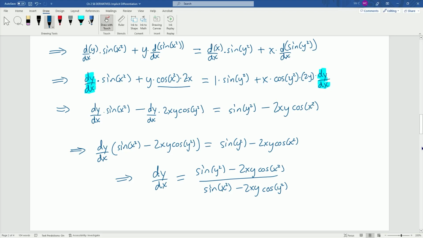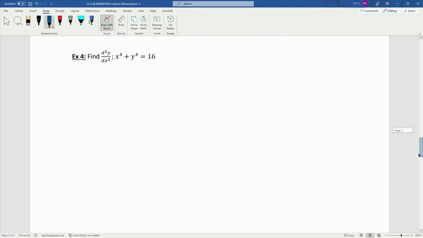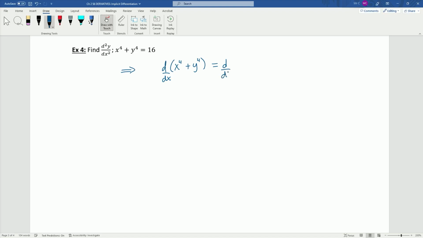All right, well, that's it for that problem. Let's go ahead and move on forward. So here we've been asked for the second derivative of y with respect to x twice. So we're going to start out just finding the first derivative the same way we've been doing. So we take the derivative with respect to x of both sides of the equation. And now that we've done a few of these, I'm going to start skipping a few more steps here.